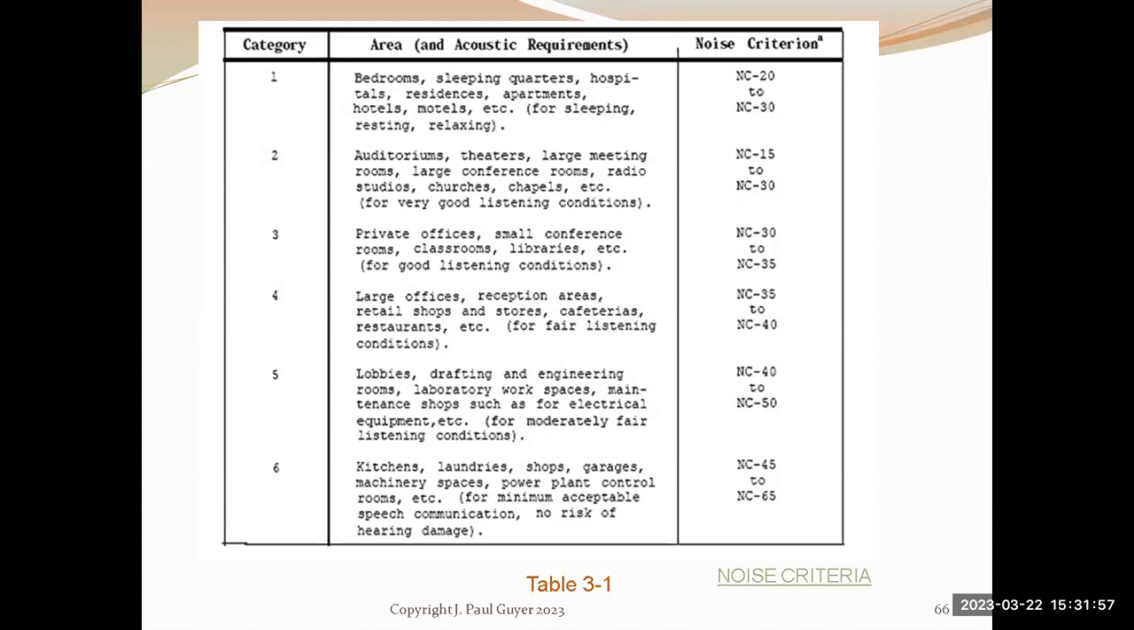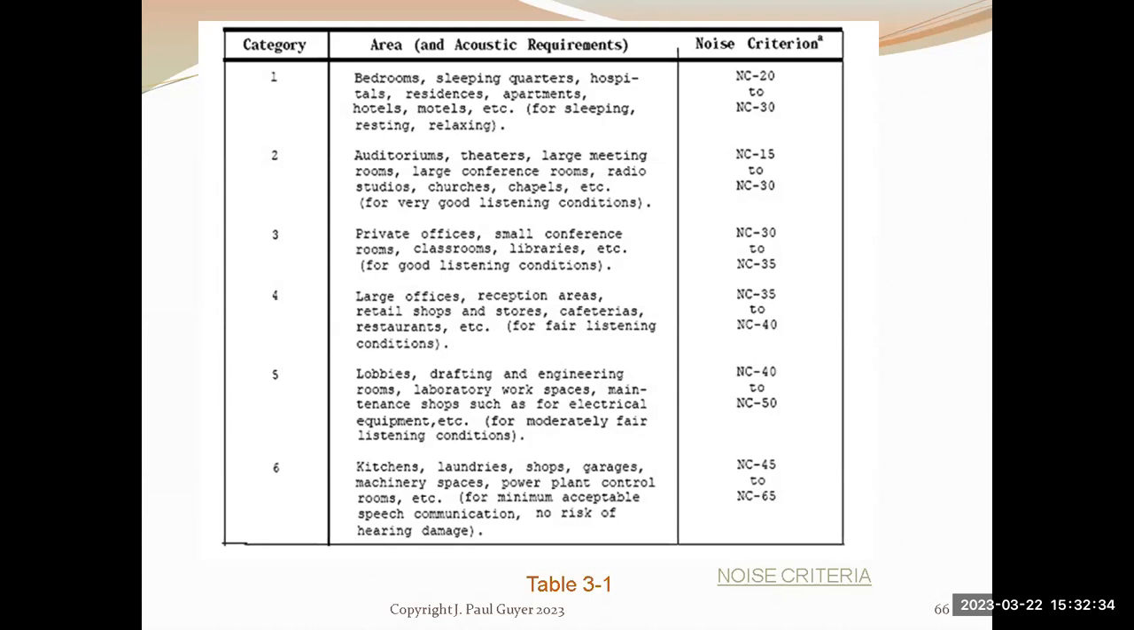Category 3, a little bit noisier environment is acceptable, but you still want to have good listening conditions. And this would be potentially your target for private offices, small conference rooms, classrooms, etc. And in category 3, the NC recommendation is 30 to 35, a little noisier.